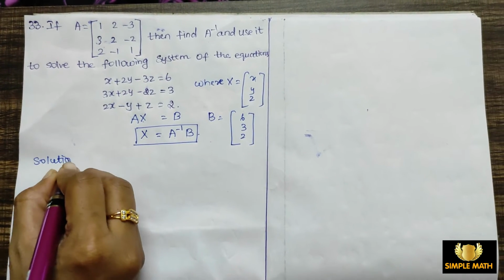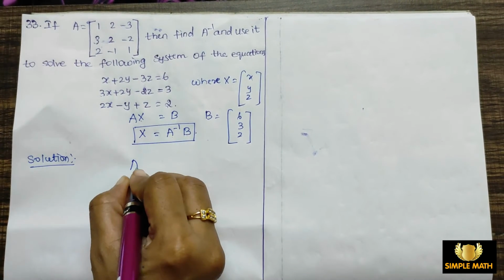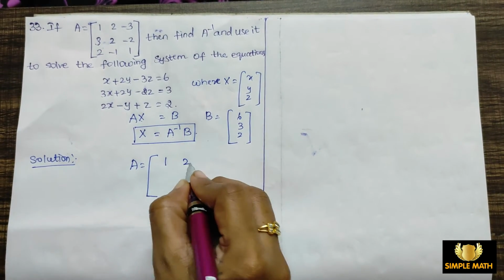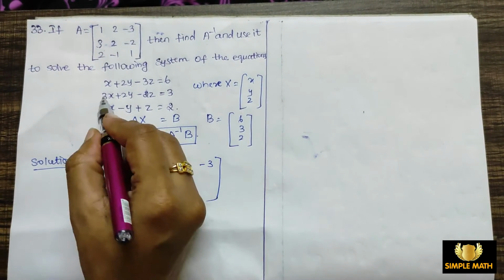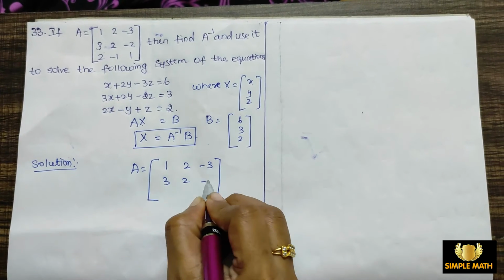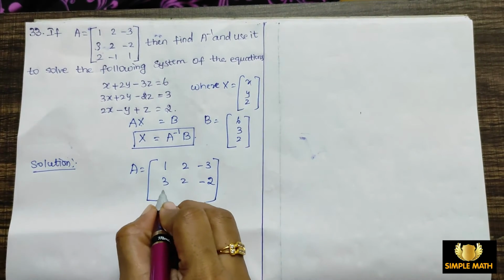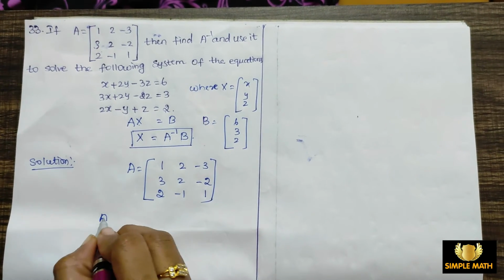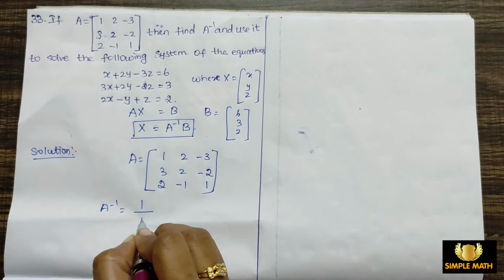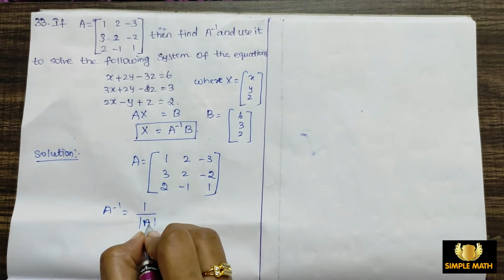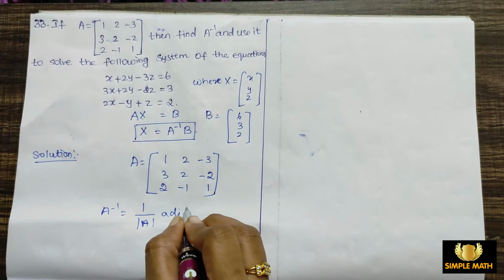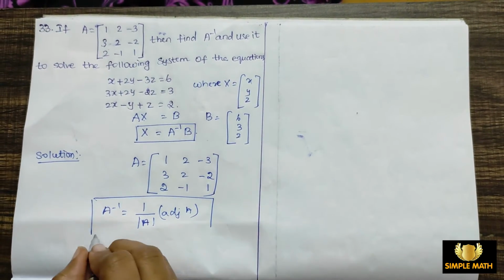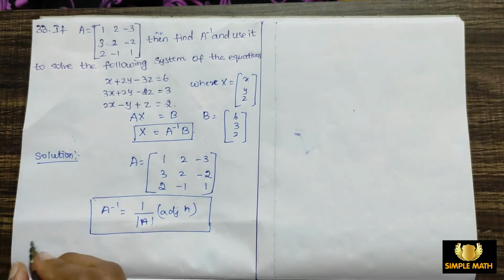Write solution and write the A matrix. A is equal to 1, 2, minus 3 in the first row. Then the second row is 3, 2, minus 2. And then the third row is 2, minus 1 and 1. We know the formula for A inverse. A inverse is nothing but 1 by modulus of A into adjoint of A. So in order to find the value of A inverse, first I have to calculate the adjoint of A and the modulus of A.